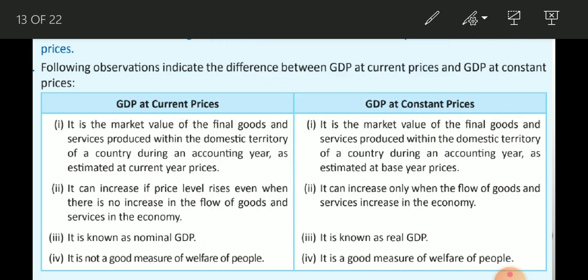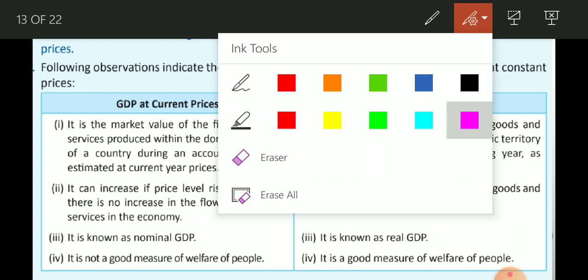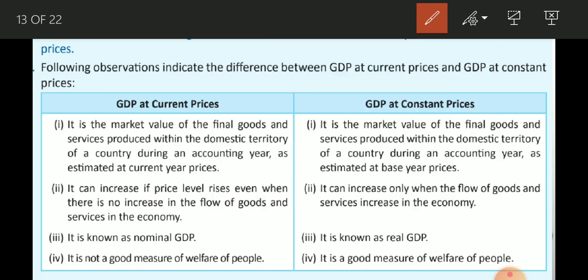Okay, students. GDP at current price is known as nominal GDP, and GDP at constant price is taken as real GDP. So it is nominal GDP and it is real GDP. So in nominal GDP we are going to consider the current year price, and in real GDP, our constant, we are going to take the base year price. Here this point is very important.